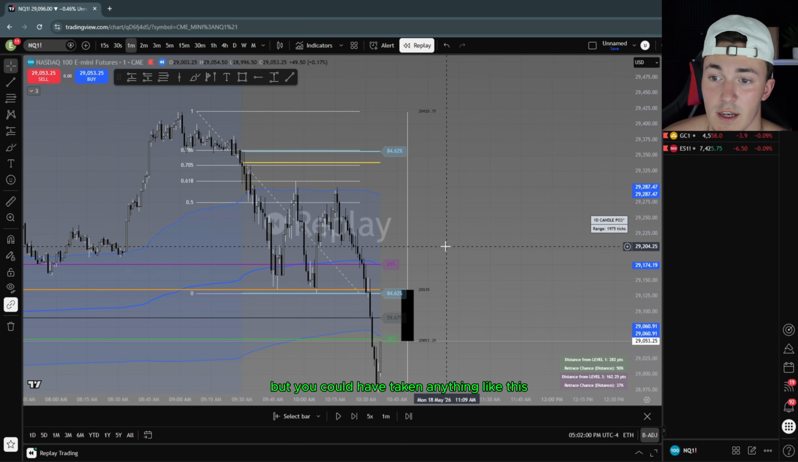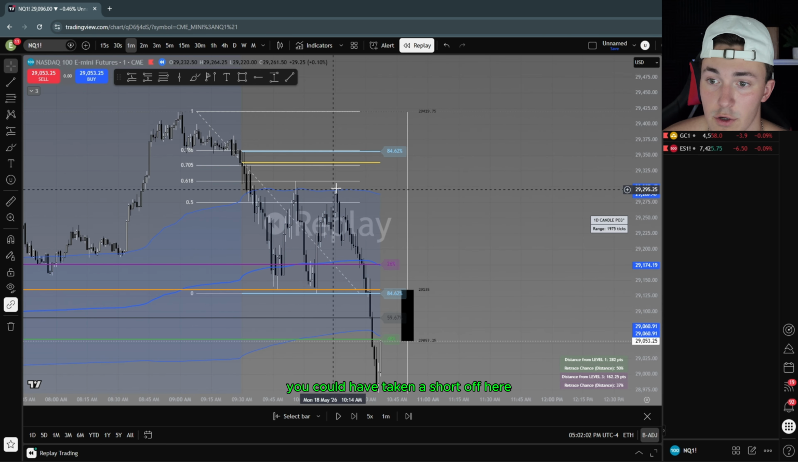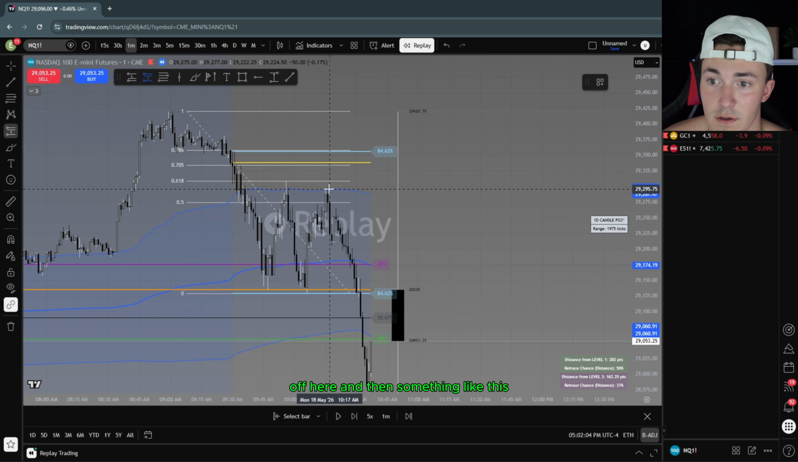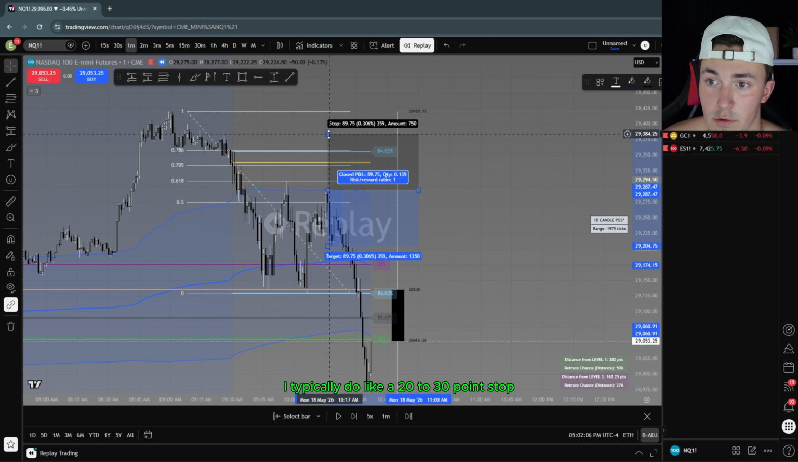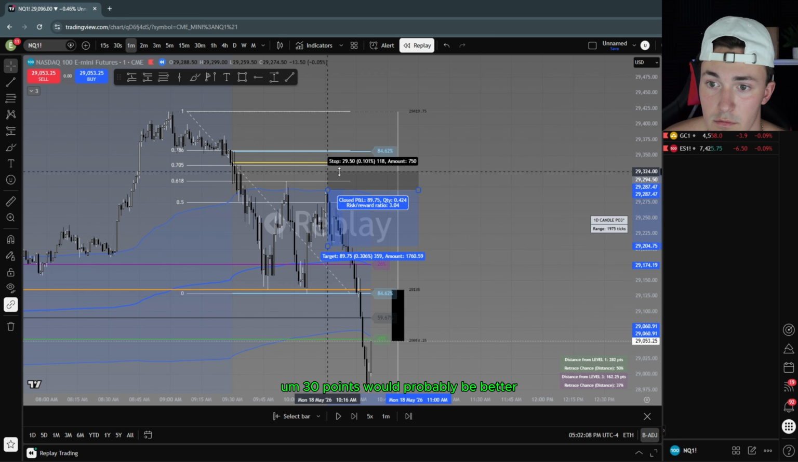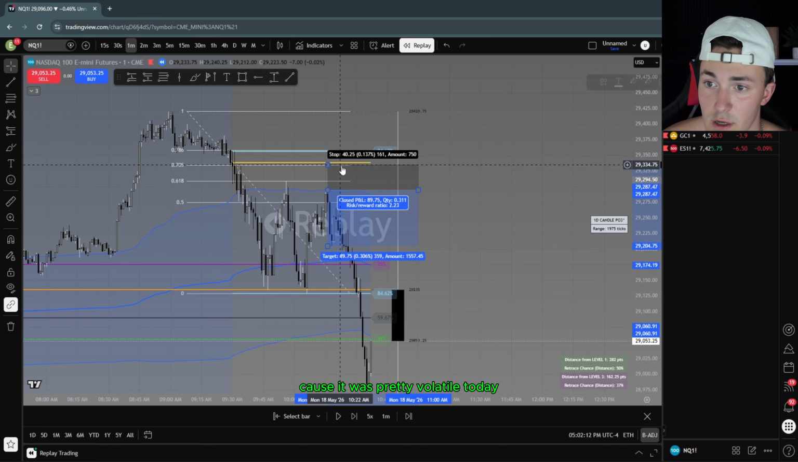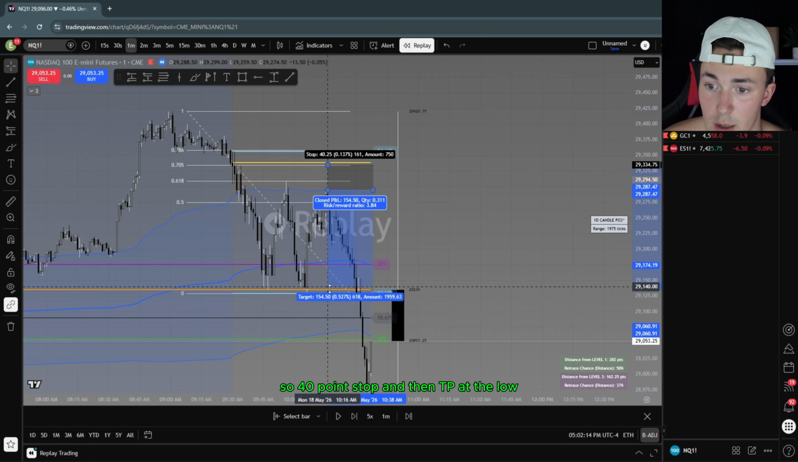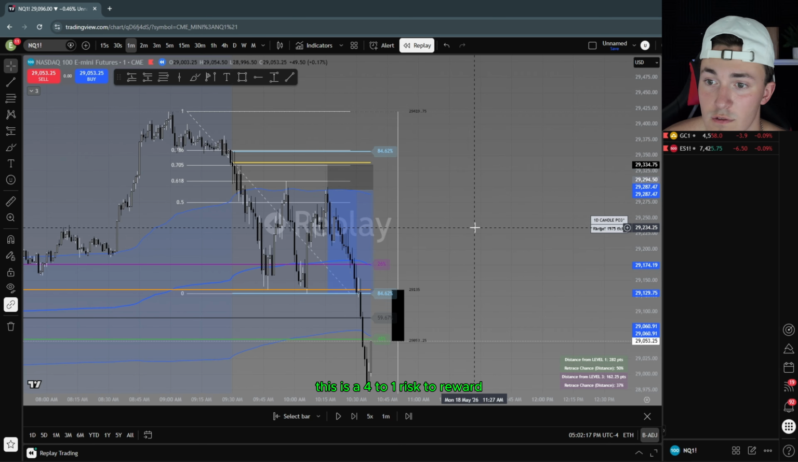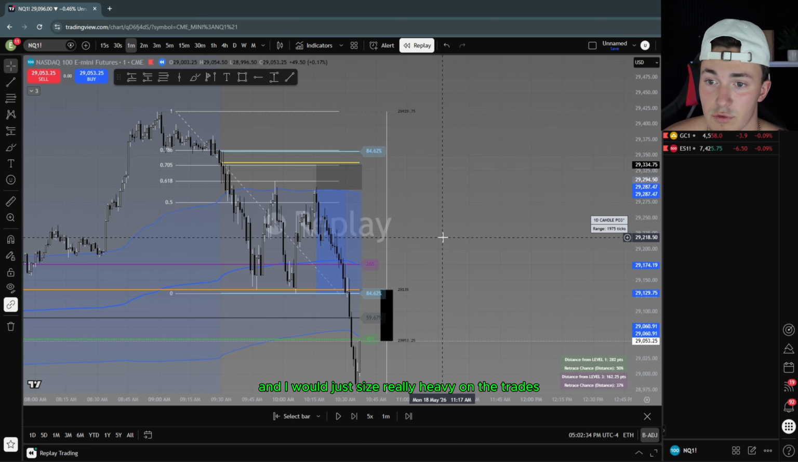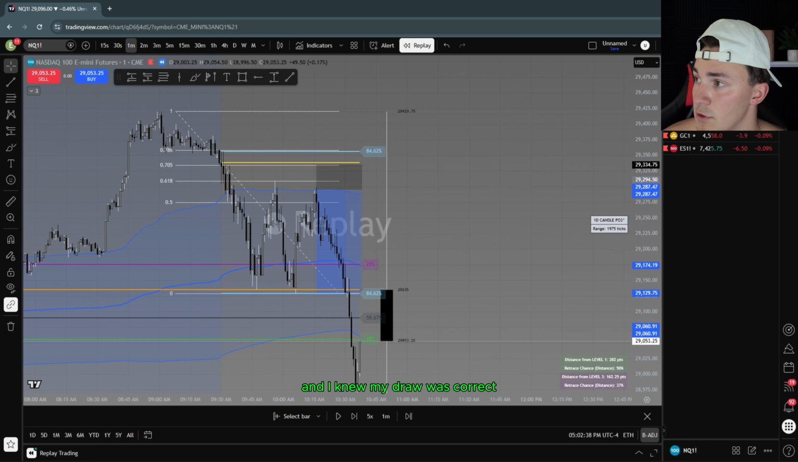But you could have taken anything like this. You could have taken a short off here, and then something like this. I typically do like a 20 to 30 point stop. 30 points would probably be better, maybe 40 in this case, because it was pretty volatile today. So 40 point stop, and then TP at the low. This is a 4-to-1 risk to reward, and I would just size really heavy on the trades that I really thought were going to hit, and I knew my draw was correct.